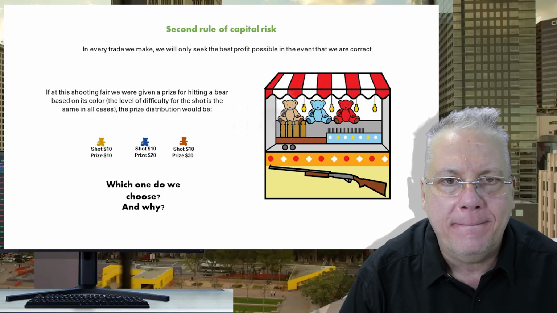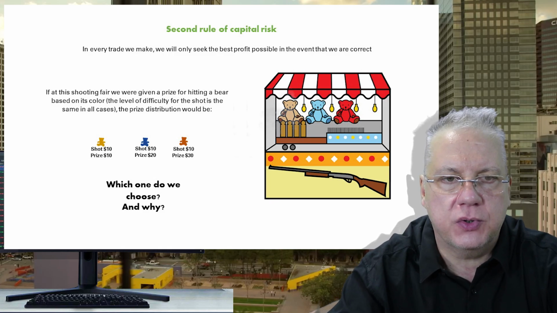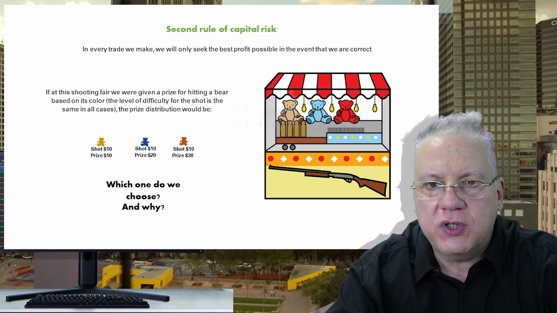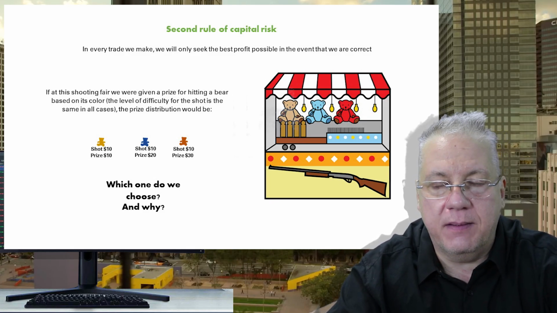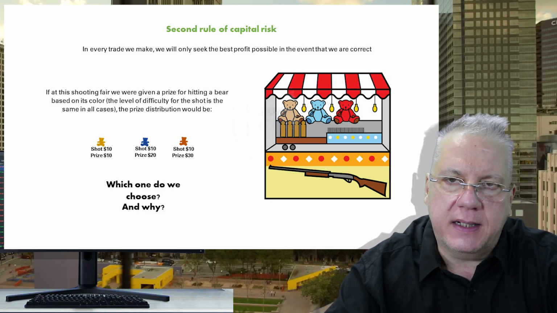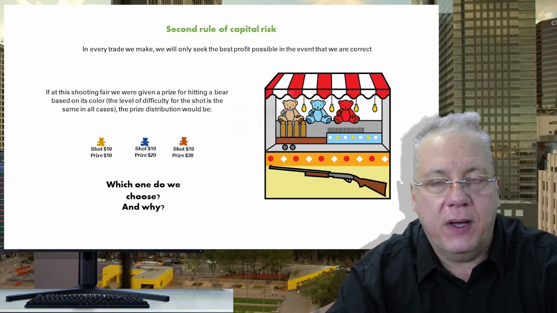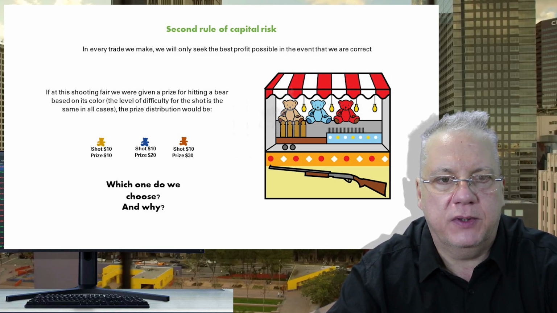Okay, all right. Next, we'll explain the second rule of capital risk, one of our business rules. In every trade, we seek the best profit if we get it right. We'll get better or worse results depending on the type of business and investment. So, with this rule, we're going to explain that when we make a trade within our stock, we're always going to be looking for the highest profit.